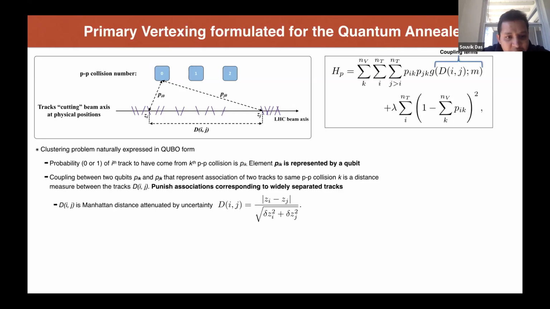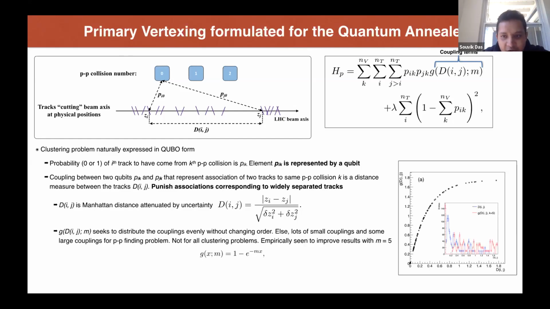And then the coupling between two qubits, PIK and PJK, represents the association of these two tracks to the same collision vertex K. That weight is the distance between these two track cuts, the Zi and the Zj, which means that this will be energetically unfavorable or punishing for associations between two widely separated tracks. So this Dij is some measure of distance between these two Z cuts of the track. For now, we use the Manhattan distance, just the absolute distance between the Zi and the Zj of the tracks, normalized by the track uncertainties.